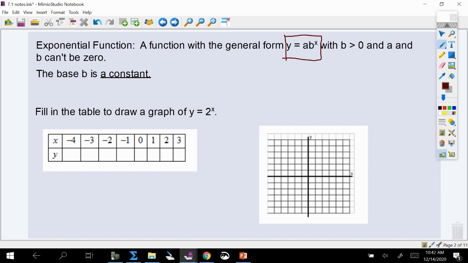So you're going to have b values that are whole numbers. You're also going to have b values that are fractions or decimals. It is always a constant. So if I want to fill in this table, actually, we already did one similar to this.